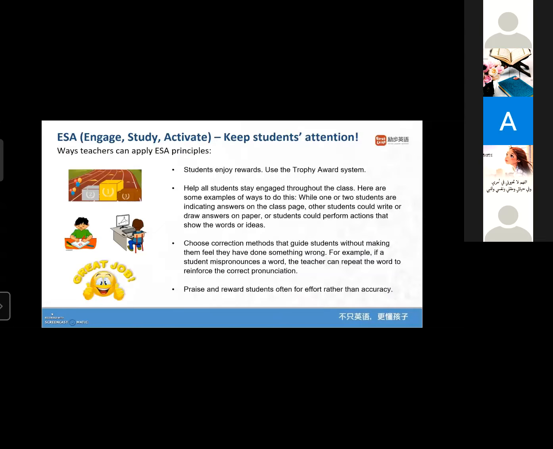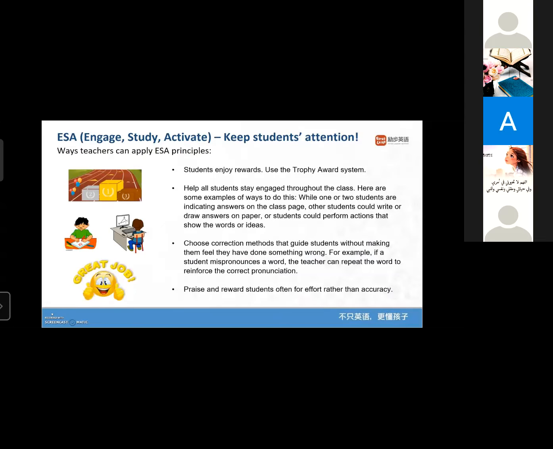Students' interest and motivation is also affected by correction methods. It is important to consider ways to correct students in a way that encourages them to keep trying. One way to do this is to simply repeat something that has been said incorrectly. Let the student hear it again and then move on.